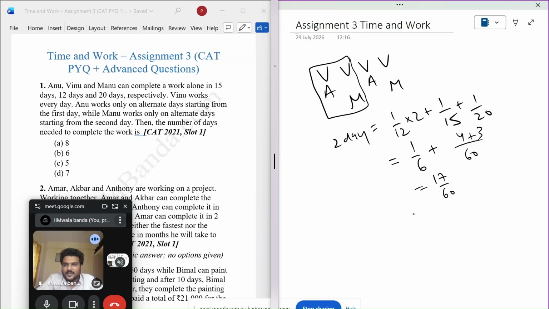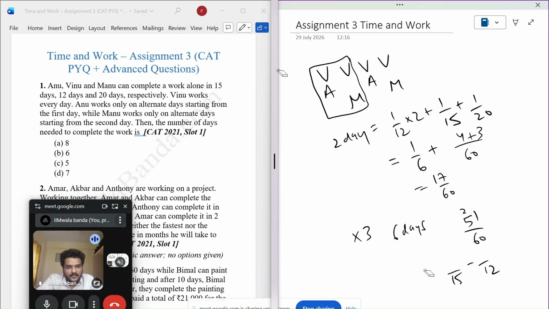I can have a basic idea that this multiplied by 4 is more than 60, so it has to be less than 8 days. So let's just multiply it by 3 on both sides. So in 6 days, work done will be 51 by 60. On the seventh day, A and V are working. So A and V together will do this much work.